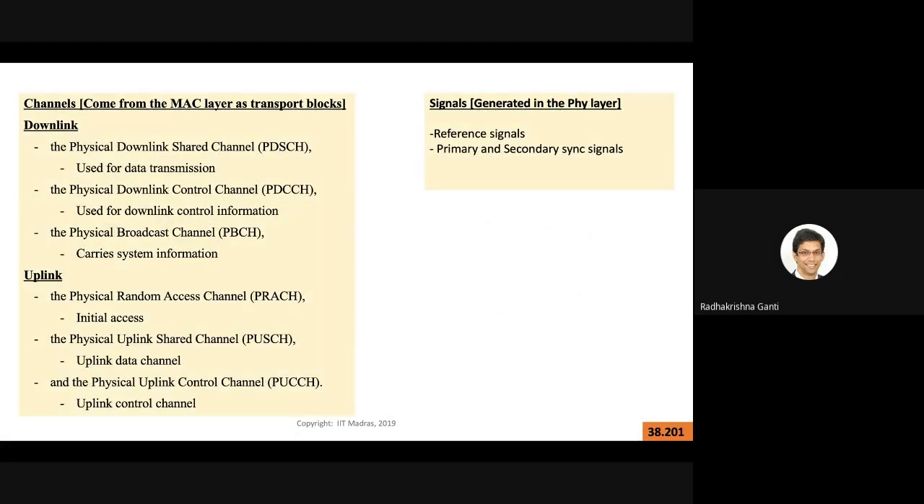So again, this is also from 38.201. I'm just going to explain a little bit more. There are 2 things that happen in the physical layer. One are called the channels and the other are called the signals. Okay? Channels are something that come from higher layers.